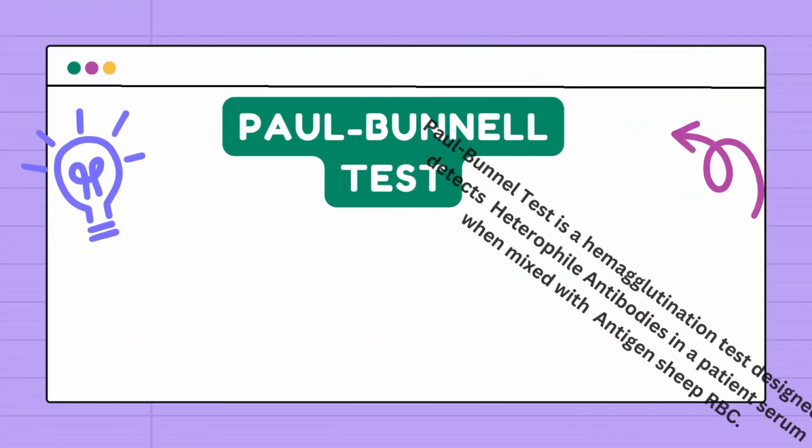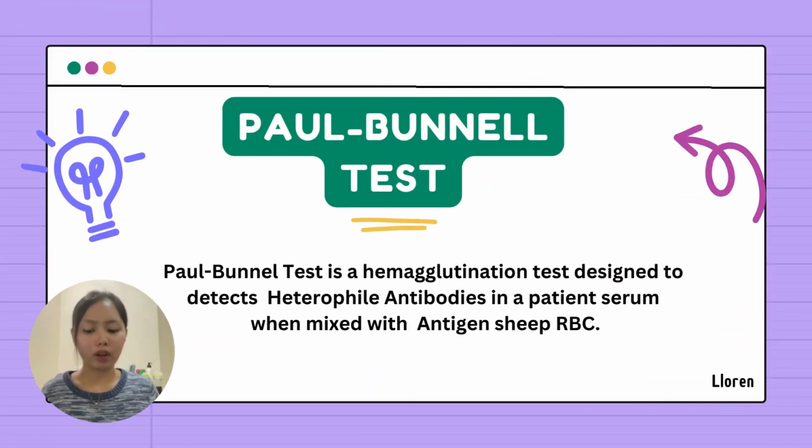Good day everyone, I am Maybelline Jolloran from Group 4. There are 5 types of serological tests, and this includes the Paul Bunnell test. Paul and Bunnell first associated infectious mononucleosis with sheep cell agglutination and developed a test for infectious mononucleosis heterophile.